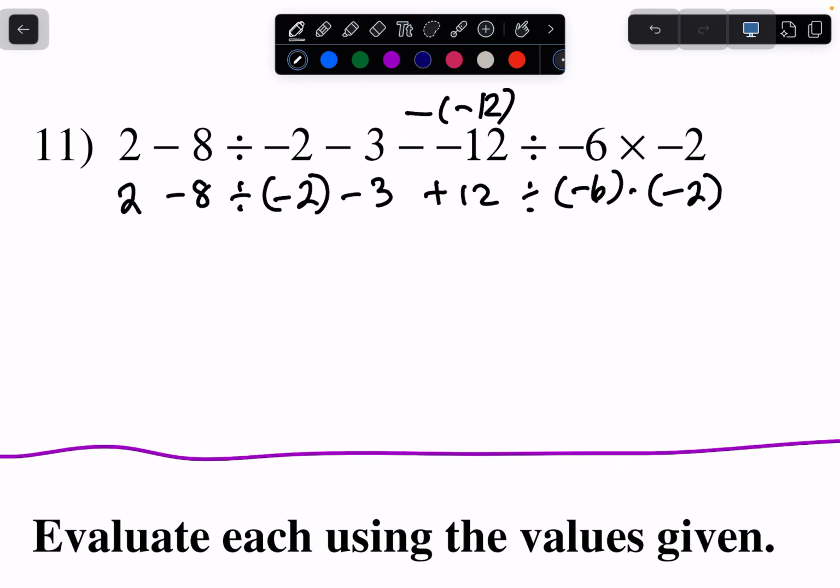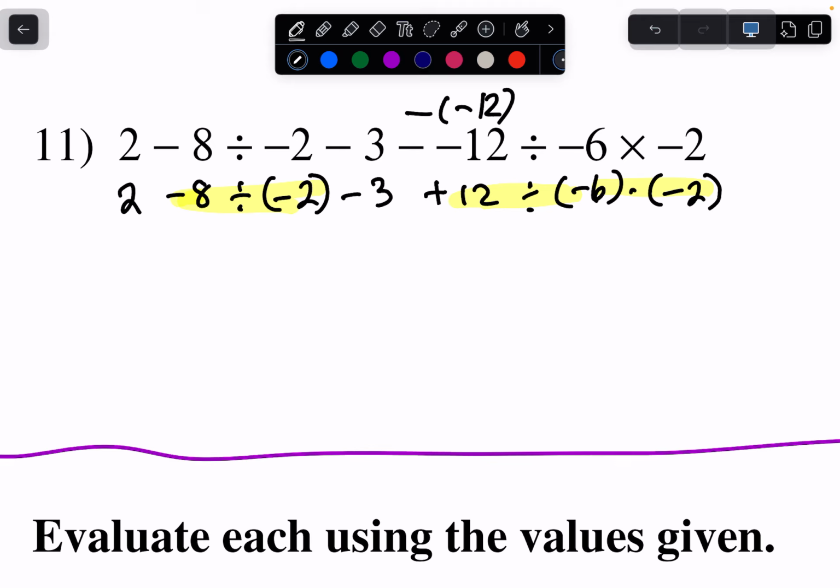Now, we have to go from left to right. There's no parentheses that have more than a number in it. So we have to go from left to right, and we have to do multiplication and division as we get to them from left to right. So if we note that, there's a division here we got to do. There's a division here we got to do, and then we're going to multiply, okay? So you just have to go from left to right, so be careful, okay?